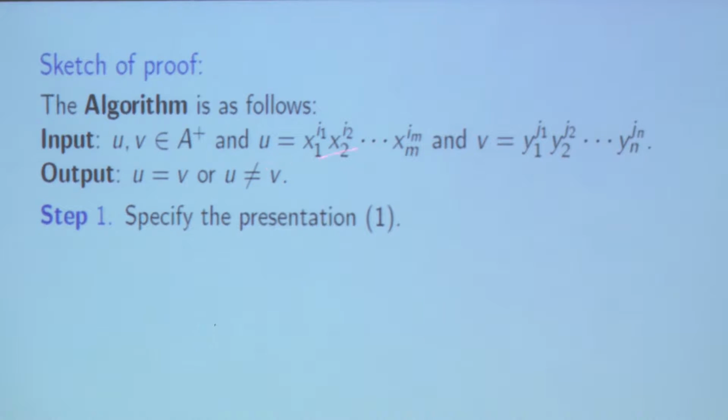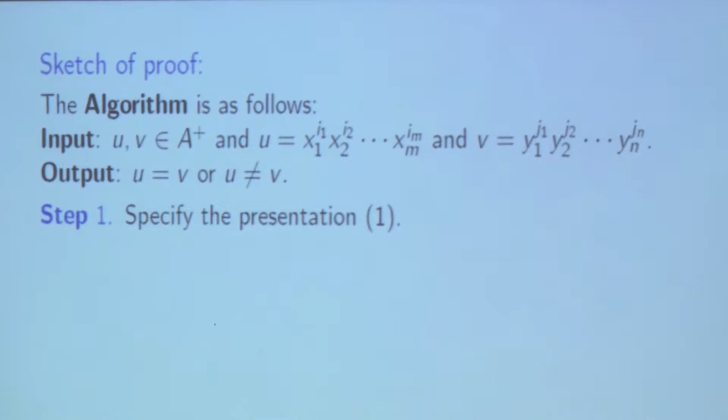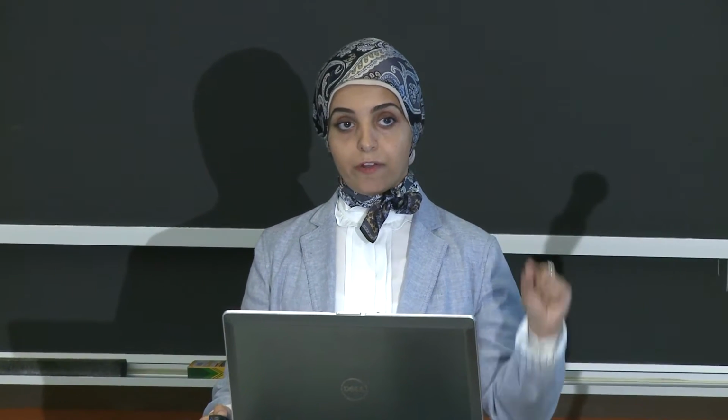So U is a product of a power of generators, and V the same. The output I want to know is whether U equals V or not in S. So the first step is to specify the big presentation that we talk about. To specify this presentation, I need to know the fixed point that we start with in the arithmetic progressions. And we will take D, the least common multiple of all these Ds.